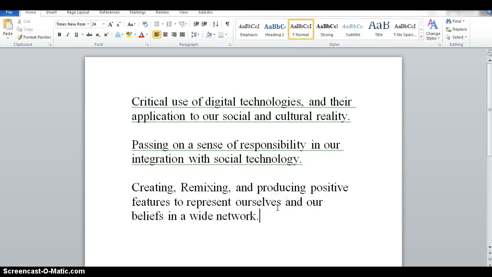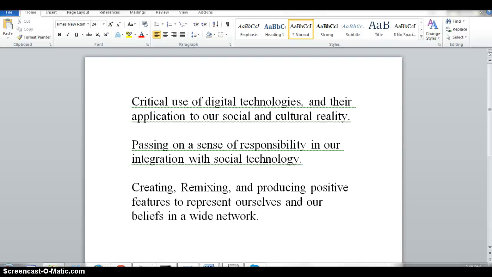These are sort of my take-home messages: you need to learn to use technologies critically and have their application in social and cultural terms understood. That means that you need to really get a handle on what you're producing and what you're taking in and what it means to you and what it will mean about you in the future.